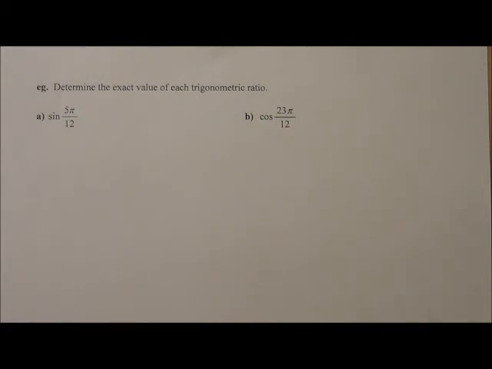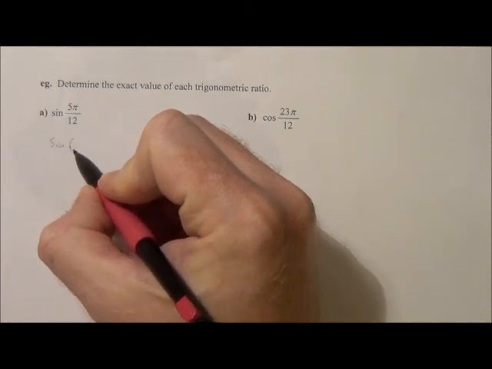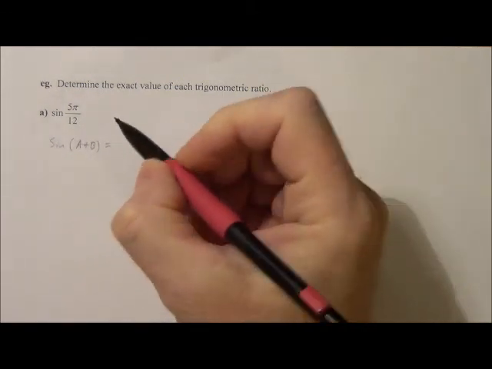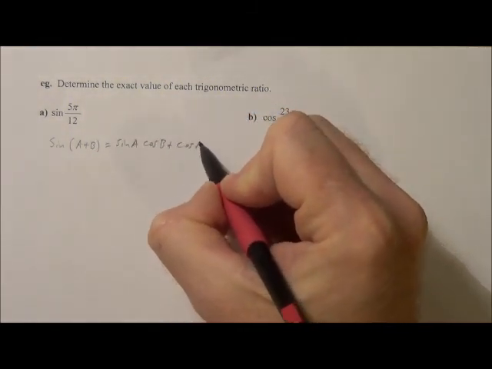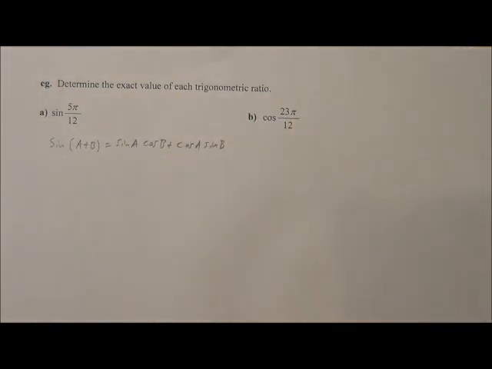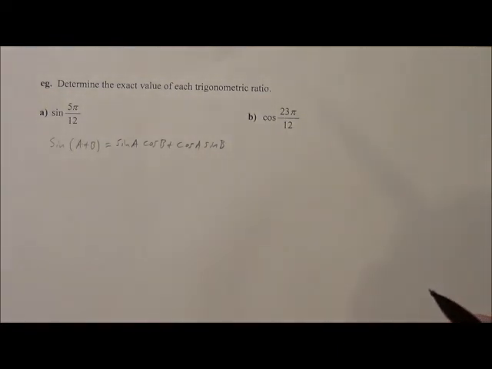The important thing here is to really concentrate to find which two special angles will add up or even subtract to make the angle that's given here. Okay, so we see our formula for sine. Suppose we've got sine A plus B is sine A cos B plus cos A sine B, and we then need to find two angles A and B that will add up together to give you 5 pi by 12.